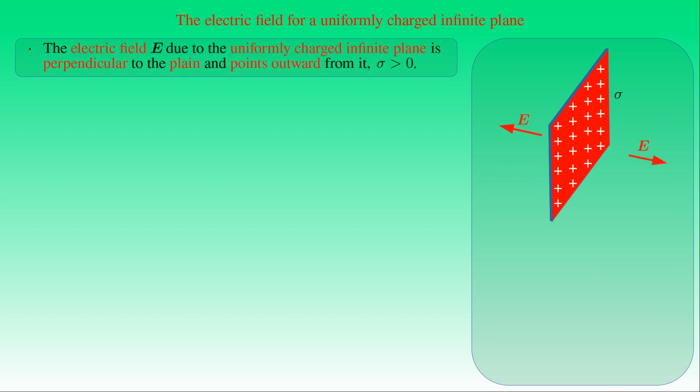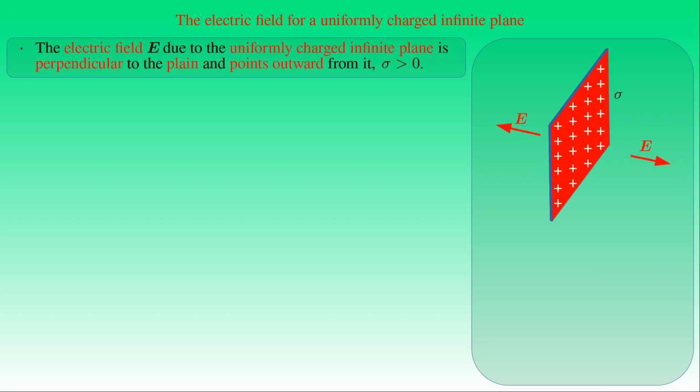In the next example, we apply Gauss's law to determine the electric field for a uniformly charged infinite plane, which we have already done by using Coulomb's law. When we considered such a plane with a constant surface charge density sigma, we saw that the electric field E has a reflection symmetry across the plane. The field is perpendicular to the plane and points outward from it, if the plane is positively charged, that is, sigma is positive.